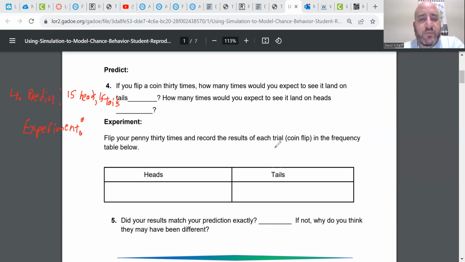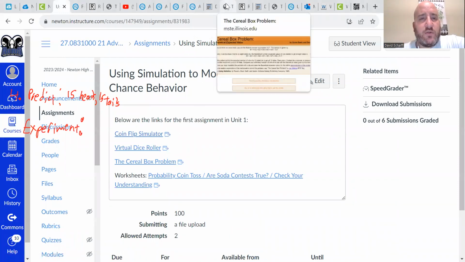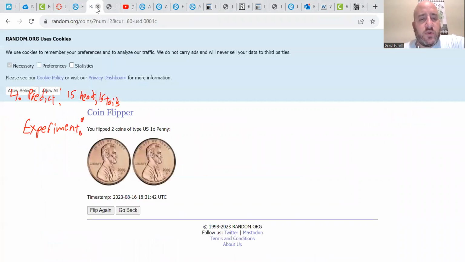Well, even if y'all had actually done that in class, I can't flip a penny. I don't have a document camera where I could also be streaming from that and I could flip a coin and y'all would see it land. So this is where you need to go back to Canvas. Click on your first link, Coin Flip Simulator, which will take you to this.